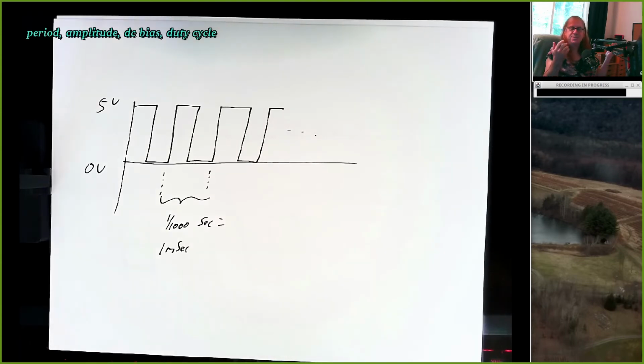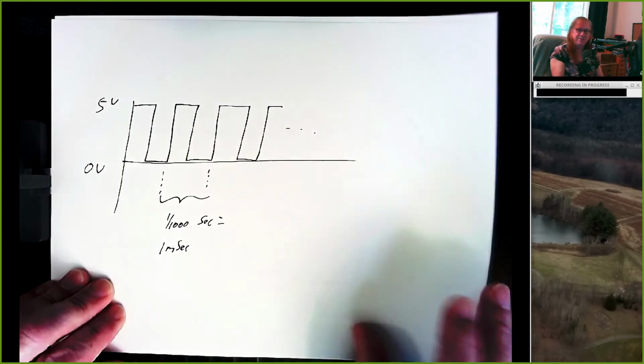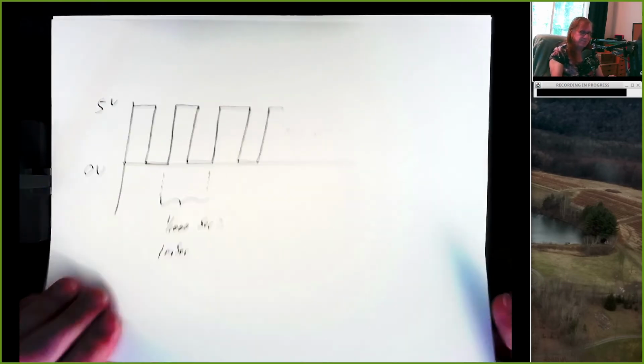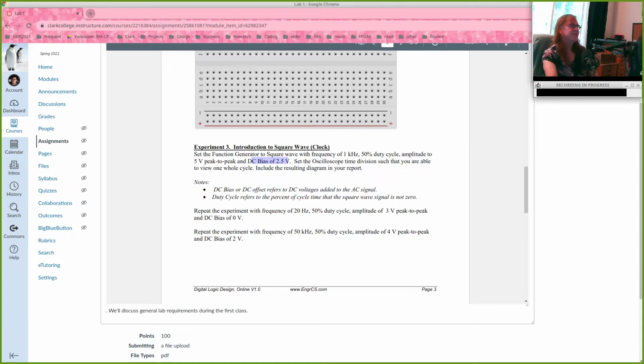Right, so we've got all these concepts. We've got duty cycle, bias, amplitude, period, and frequency. And they're all describing the behavior of this waveform, which translates to the appearance of it. So experiment 3 is just playing around with that.